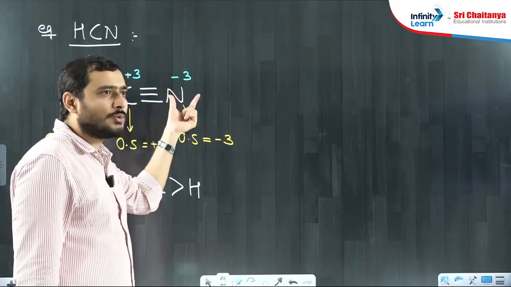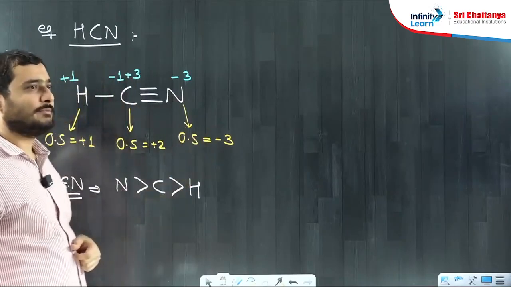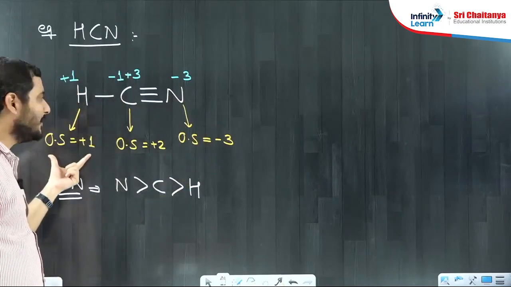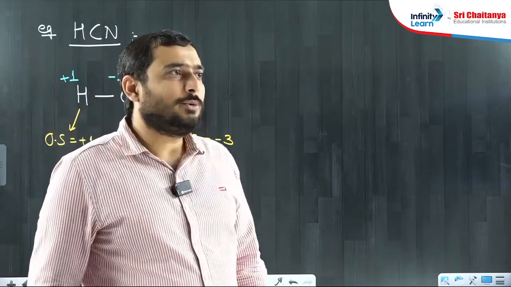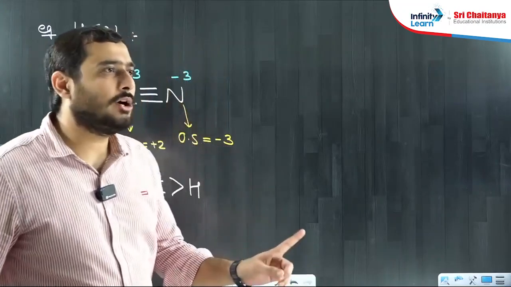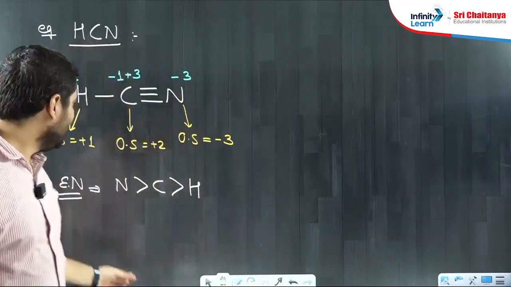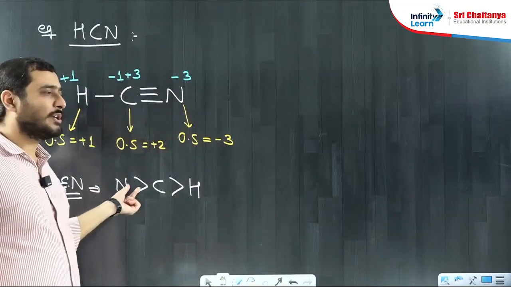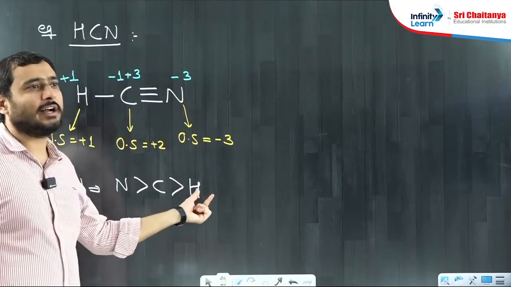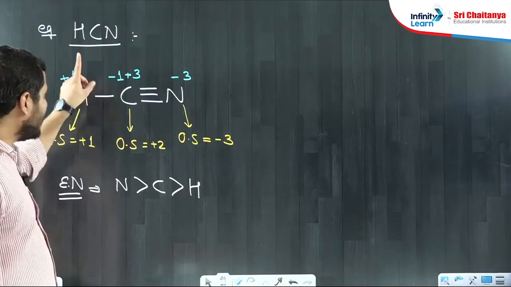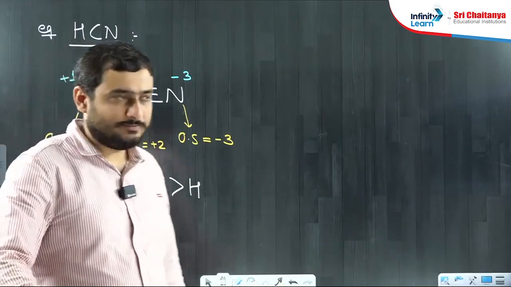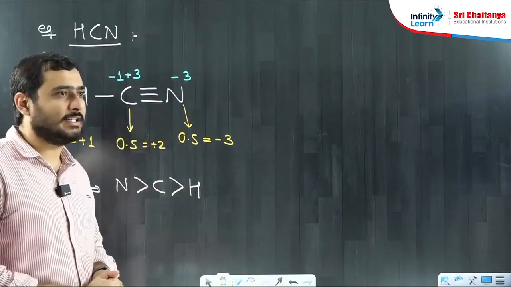The oxidation state of nitrogen in this compound is -3. And what is the oxidation state of hydrogen? +1. So break these bonds. First we break the single bond, +1 -1, then we break the triple bond, +3 -3. Which is more electronegative? Nitrogen. Next is carbon. The least electronegative is hydrogen. Check this example. Any doubt in this HCN?